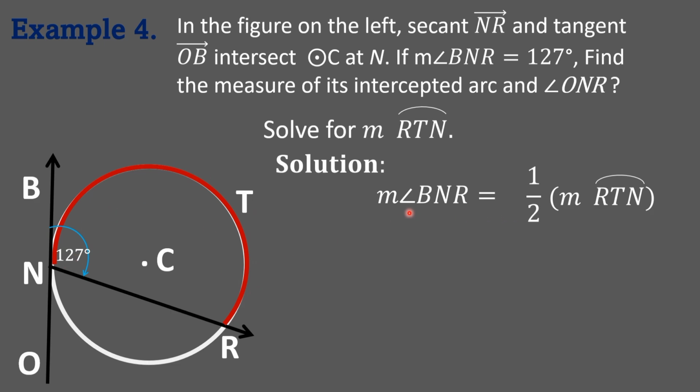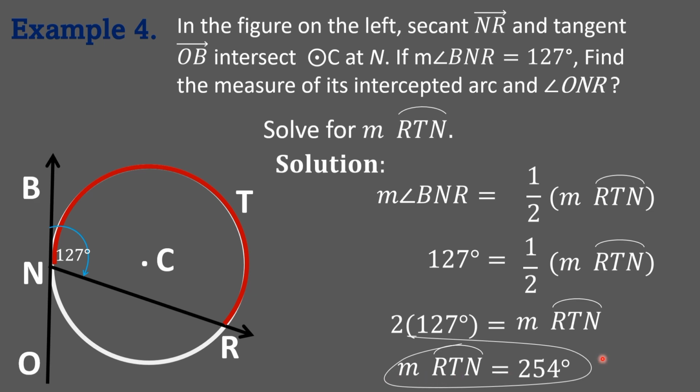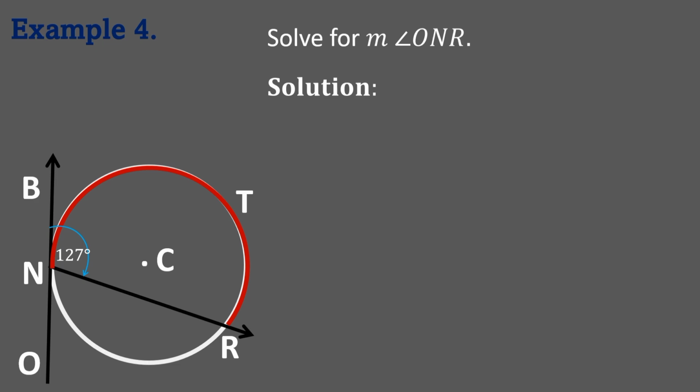The measure of angle BNR is 127 degrees, equal to 1/2 of the measure of arc RTN. By multiplication property of equality, 2 times 127 is equal to the measure of arc RTN. Therefore, the measure of arc RTN is equal to 254. Next is to solve for the measure of angle ONR.